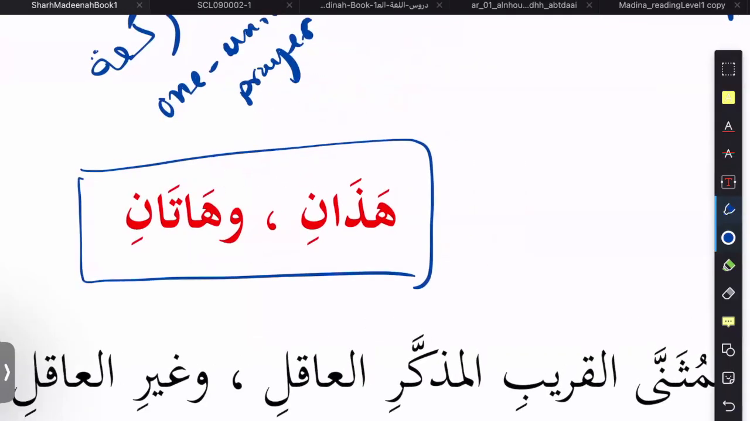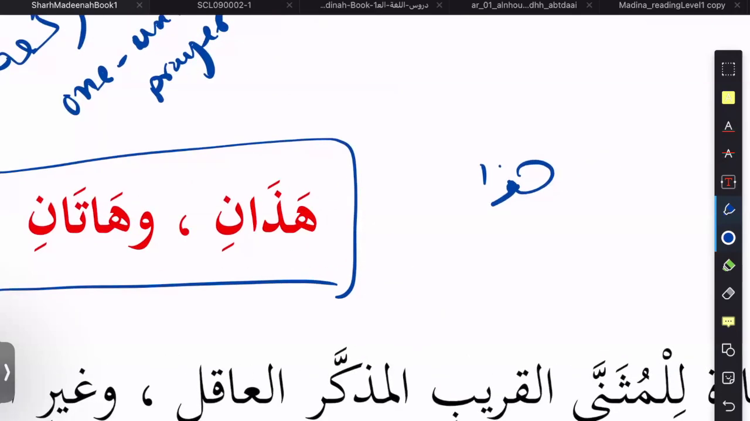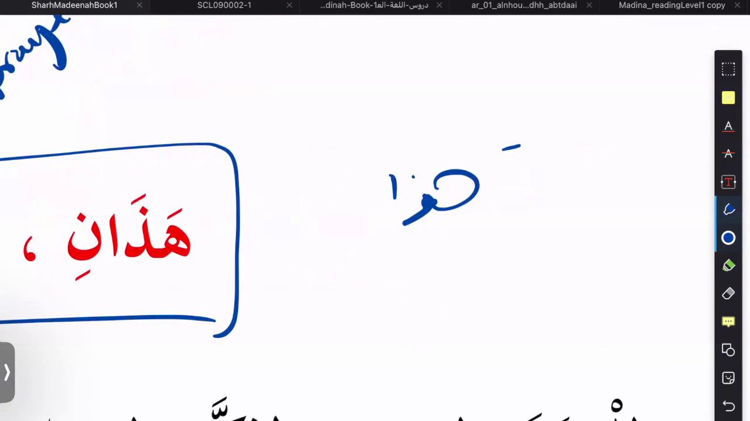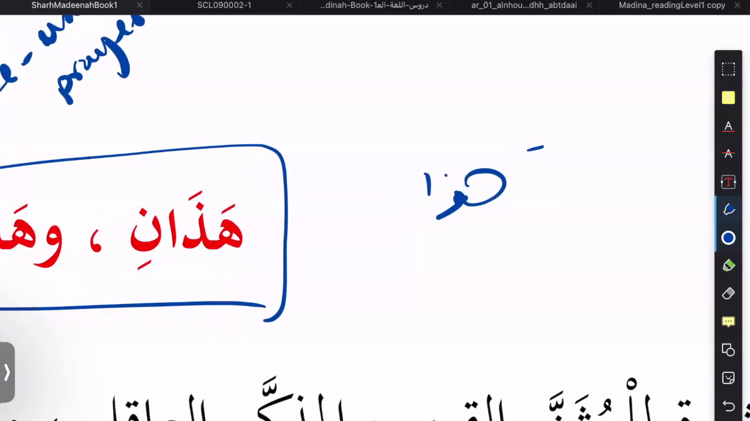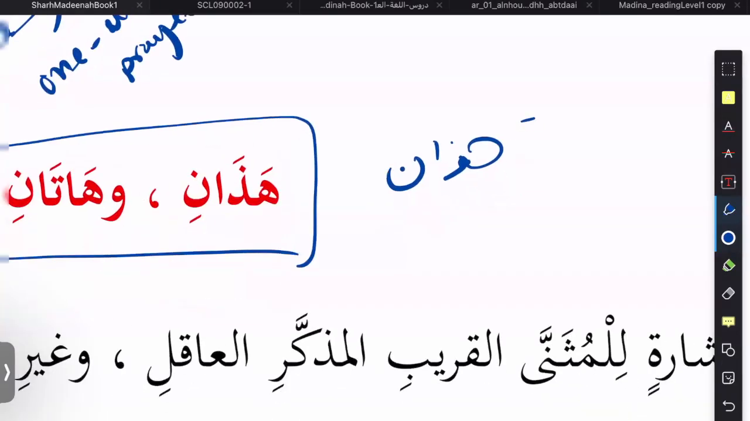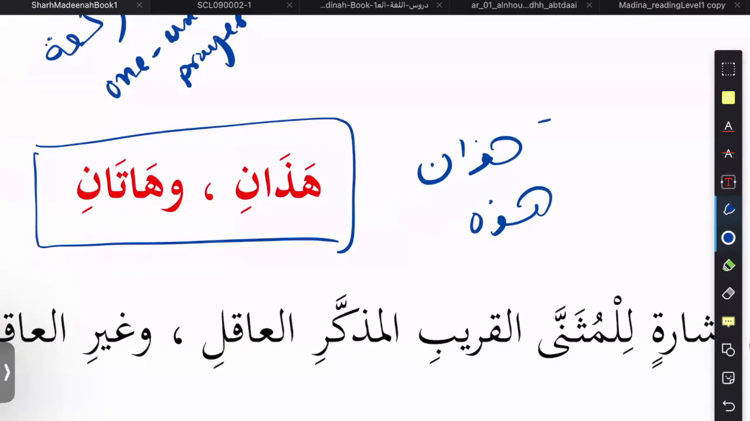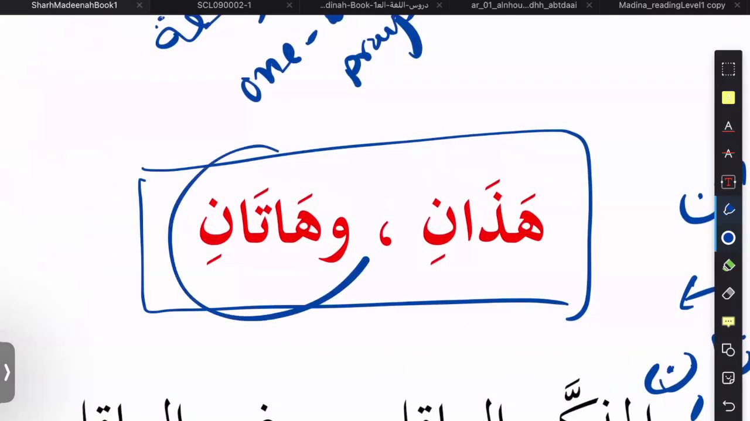So if you recall, we had hada for this, masculine, for singular, but how do we say dual? You say hadani. Hadihi was for this feminine. How do we say for the plural? Here's a little bit change happening. We say hatani. So a few changes. Let's pay attention here.